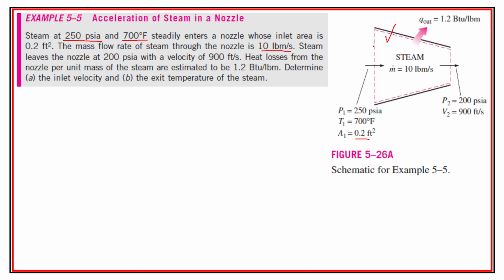Steam leaves it at 200 psi. So it went from 250 to 200. And at the velocity of 900, so that's a fair amount more. Although, no, wait, they didn't tell us what it was coming in. The heat loss from the nozzle per unit mass is right here. So it's not insulated, so there could be some heat loss. Estimated to be 1.2 BTUs per pound mass. Determine the inlet velocity. That's why it wasn't given, because that's what we're going to find. And the exit temperature of the steam. Great.